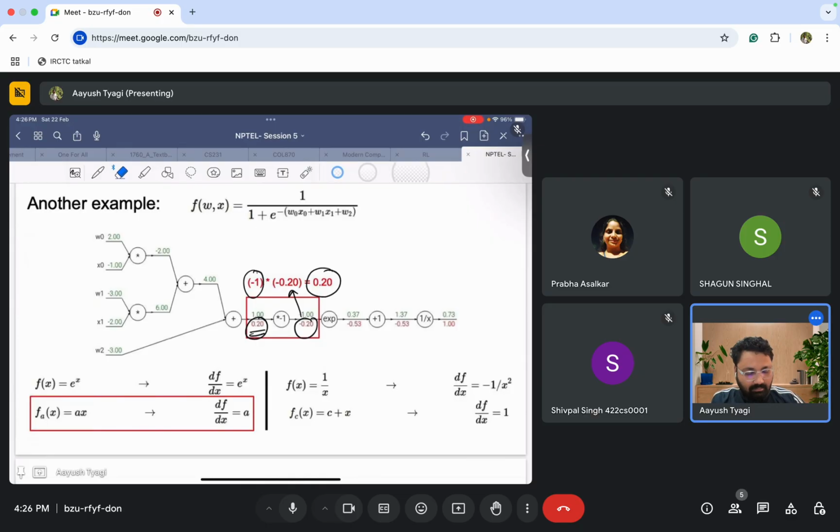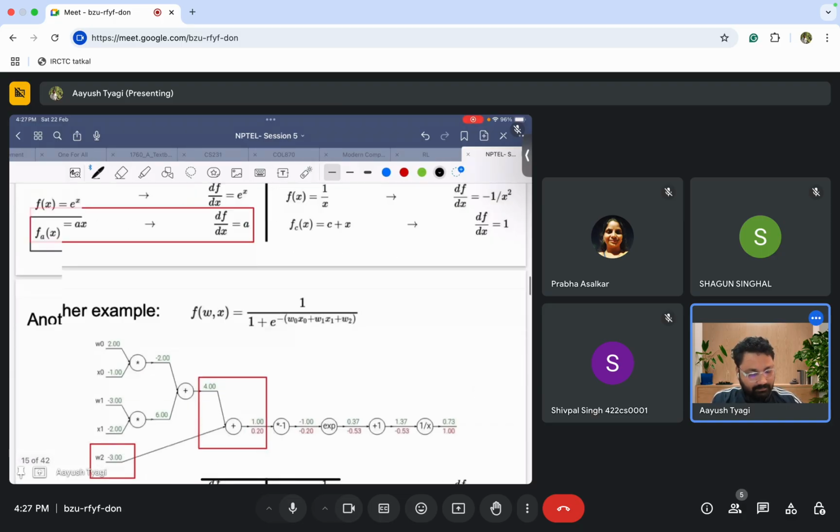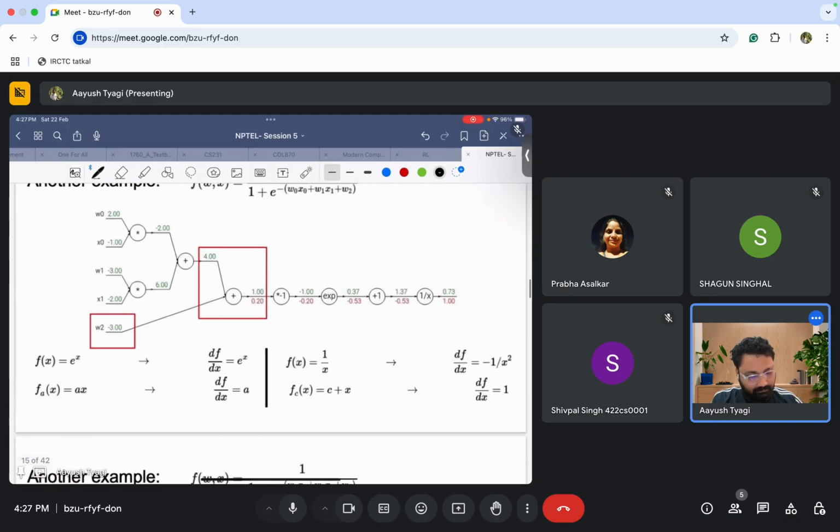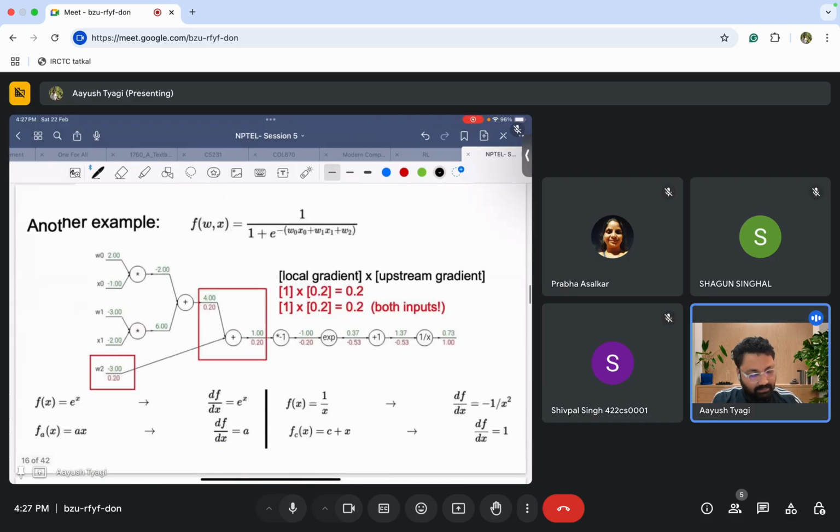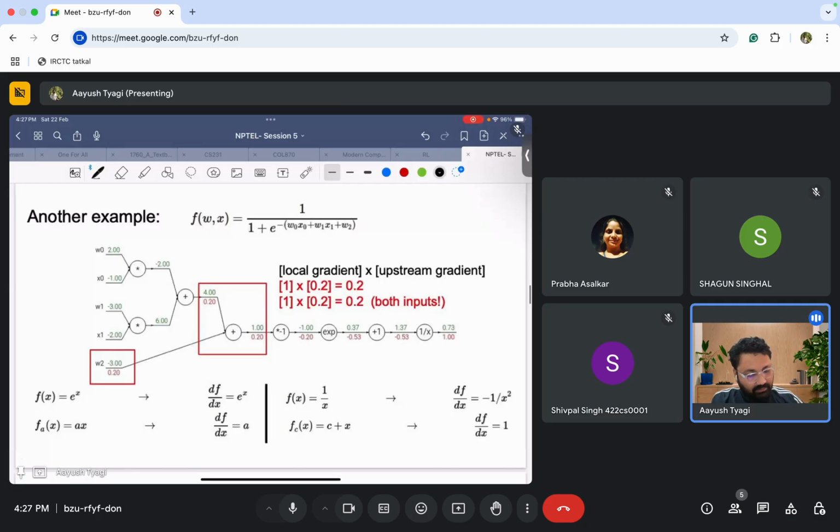Now we are at an addition operator. Earlier we have seen that in addition, the same gradient is passed to both the edges. Right? This is the first addition operator. So the same gradient of 0.20 has passed to both the edges. The gradient at this point is 0.20, here the gradient is 0.20.